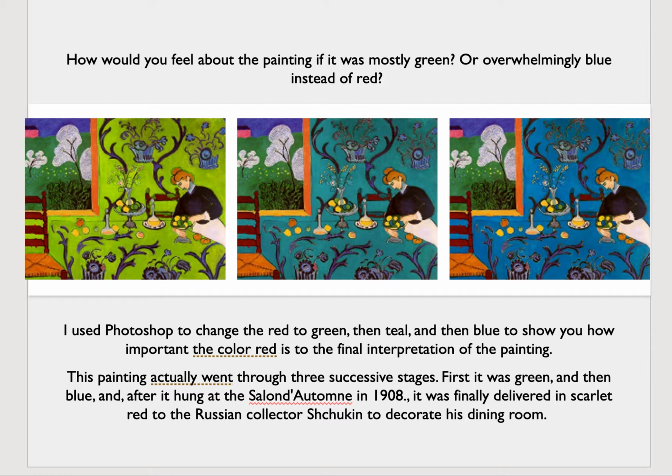And in fact, the painting actually went through 3 successive stages. First, it was green, then it was blue, and then after it hung for, I guess, a year, because the final painting was 1909, it was finally delivered in scarlet red to the Russian collector to decorate his dining room.